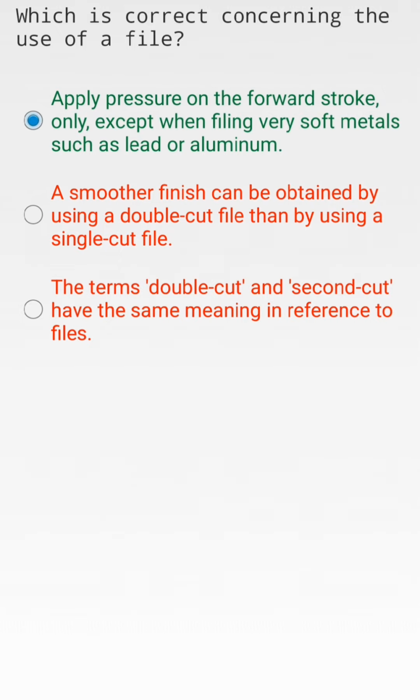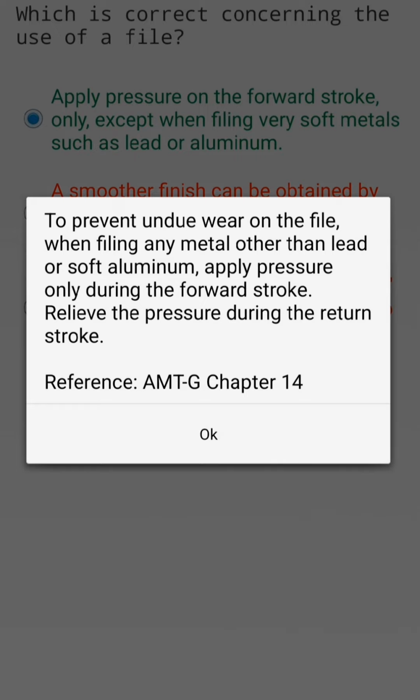Which is correct concerning the use of a file? Apply pressure on the forward stroke only, except when filing very soft metals such as lead or aluminum. To prevent undue wear on the file, when filing any metal other than lead or soft aluminum, apply pressure only during the forward stroke. Relieve the pressure during the return stroke.